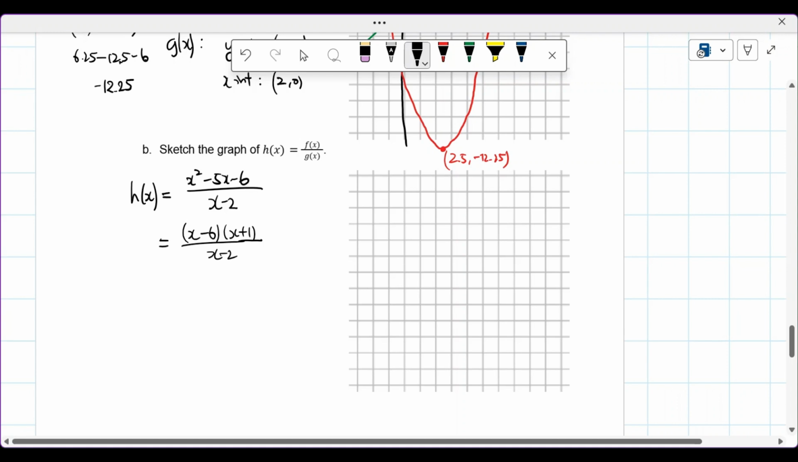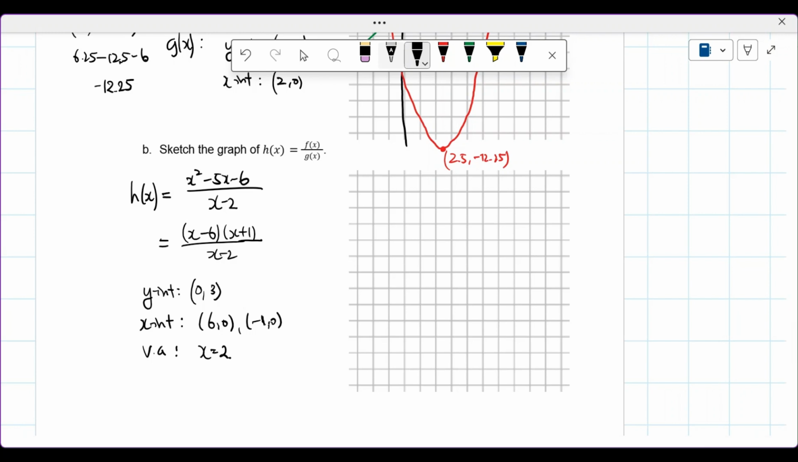But now let's find some key features. The first thing is obviously the y-intercept. The y-intercept is at 0, comma, well, if you plug in 0, negative 6 divided by negative 2 is going to be positive 3. For the x-intercepts, we already know it, 6 comma 0 and negative 1 comma 0. And then the vertical asymptote is going to be x equals 2. But then the one thing that I noticed here is that the degree of the numerator is 2 and the degree of the denominator is 1, which means that the numerator has a higher degree, which means that we don't have horizontal asymptotes.